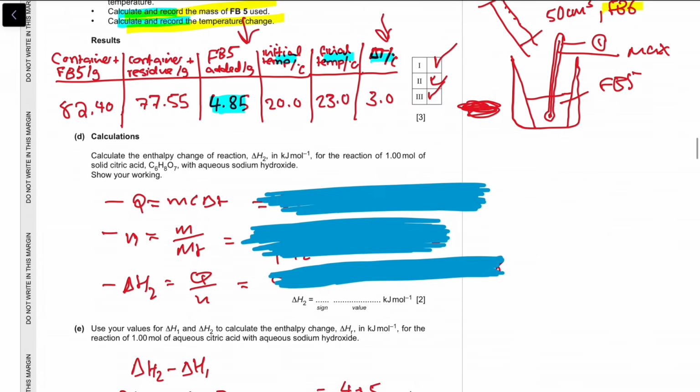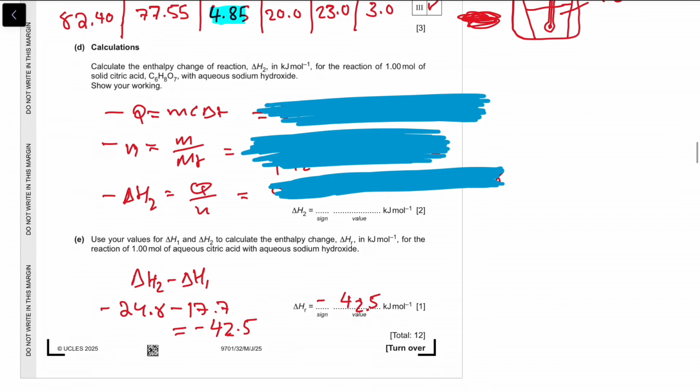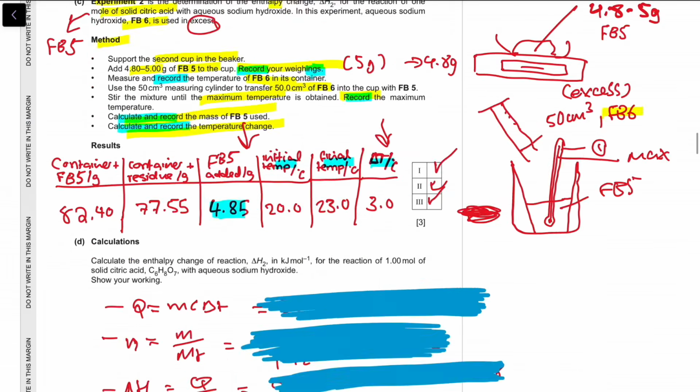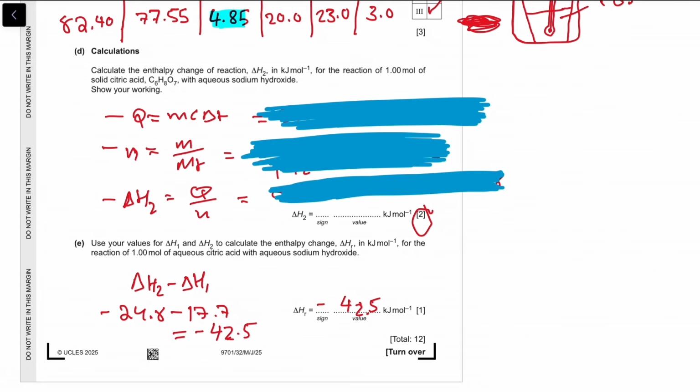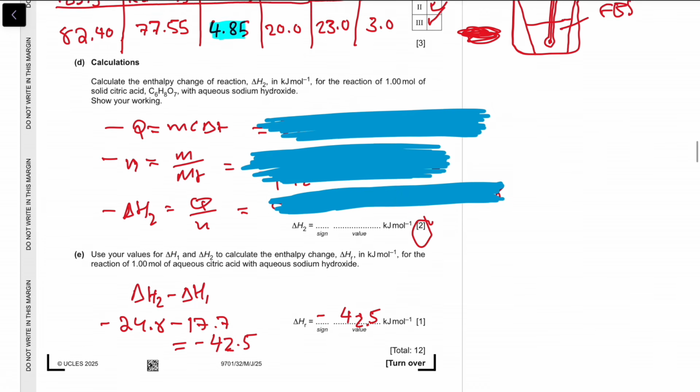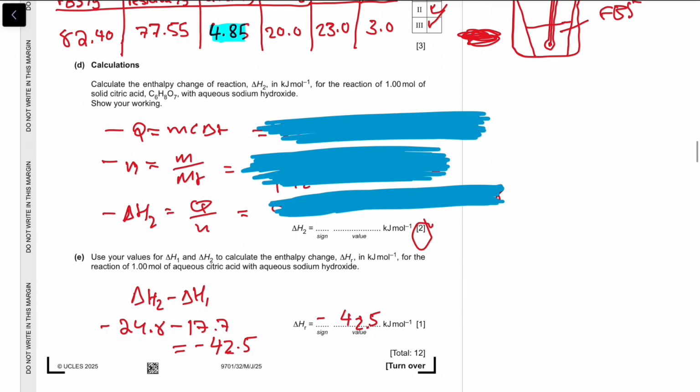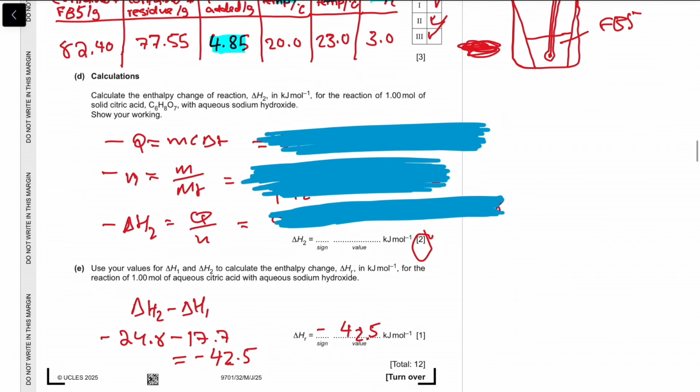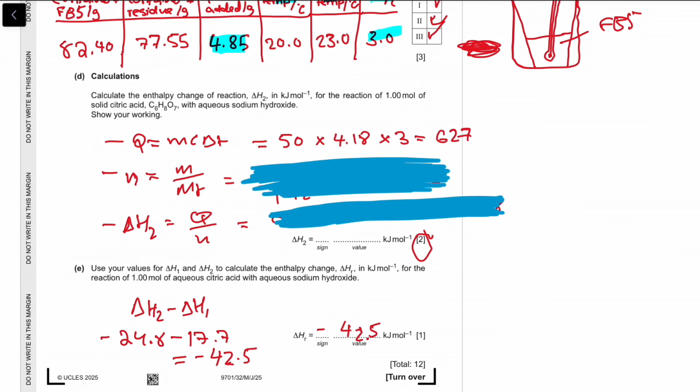Okay. So then it wants us to calculate the enthalpy change. Now it's worth 2 marks and we're going to really just redo all the steps we did with the first one. You find the energy change, Q equals mc delta T. We have 50 centimeters cubed of sodium hydroxide this time, 4.18 specific heat capacity always, and a temperature change of, according to my table, 3. This gives us 627 joules.